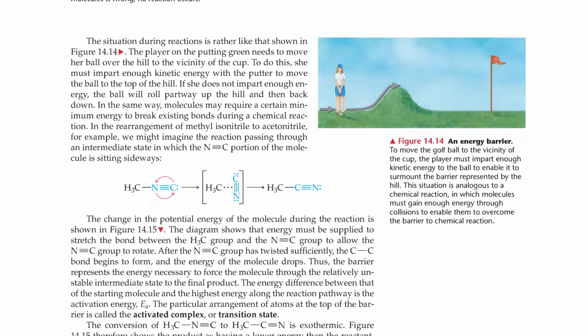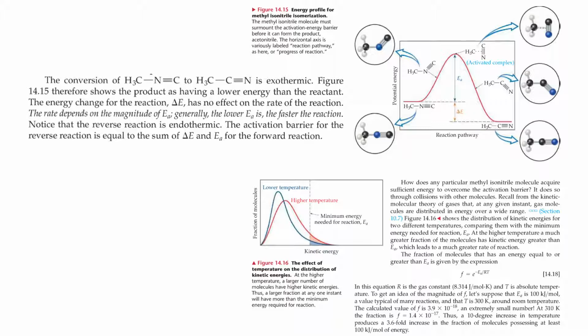final product. The energy difference between that of the starting molecule and the highest energy along the reaction pathway is the activation energy. The particular arrangement of atoms at the top of the barrier is called the activated complex or transition state. The conversion of methyl single bond nitrogen triple bond carbon to methyl single bond carbon triple bond nitrogen is exothermic. Figure 14.15 shows that the product has a lower energy than the reactant.